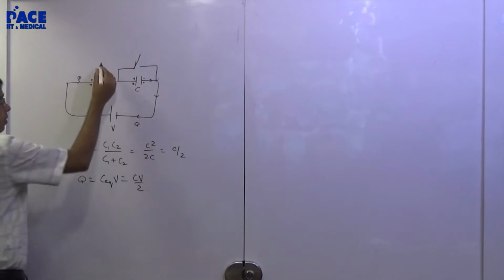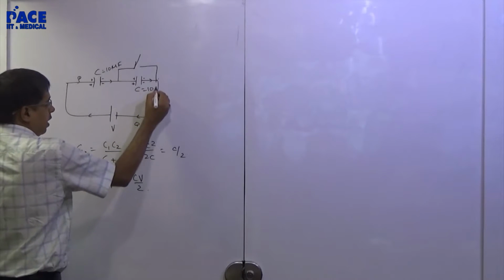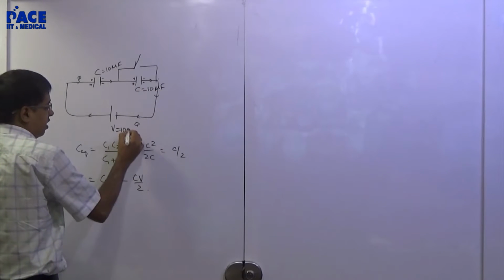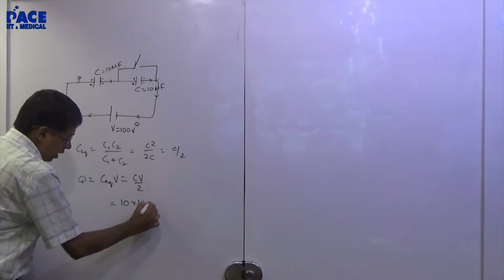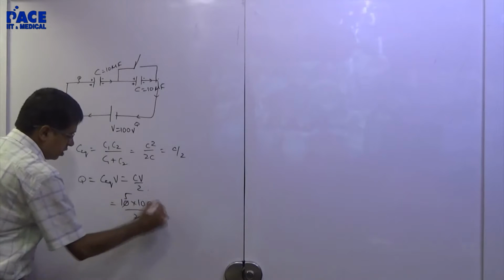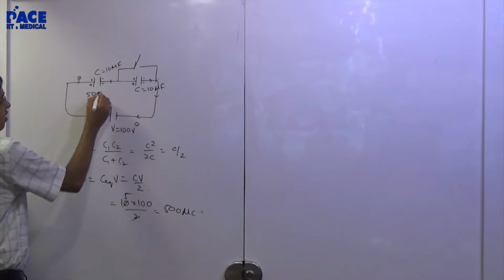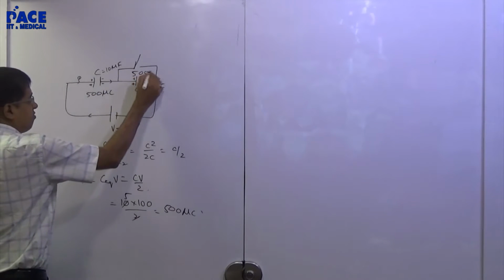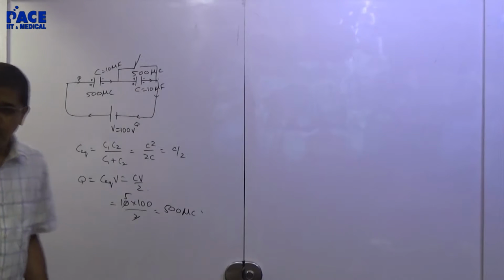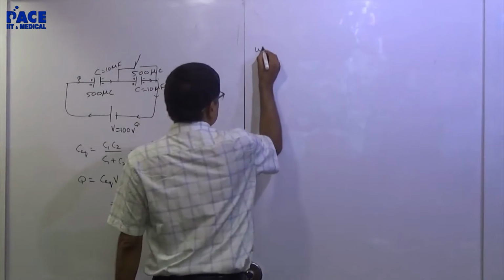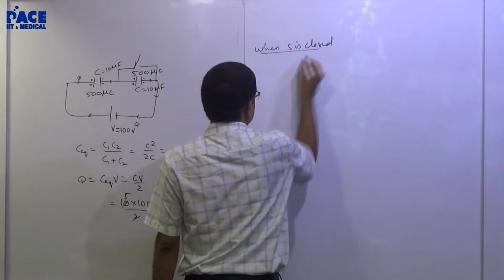Let me take numbers to make my life a bit easy. 10 microfarads and 10 microfarads. Voltage is 100 volts. So what will Q be? 10 into 100 by 2. This will be 500 microcoulombs on each. Agreed? Now the switch S is closed.